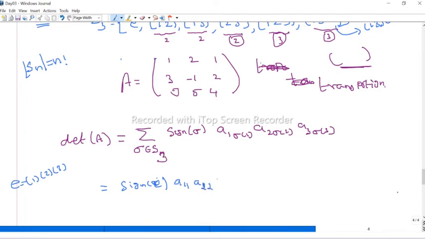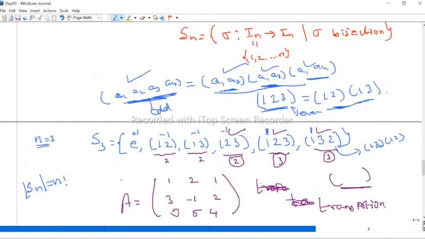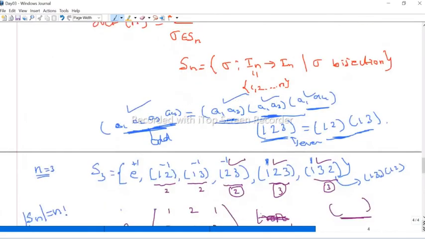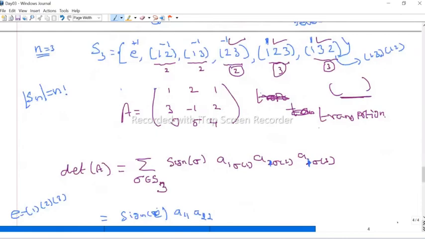I think I made a mistake. This is actually 1 1, right? So this is actually 1, and this is also 1. By the formula, this is A1 sigma 1. Here also I made a mistake. So it is 1 sigma 1, 2 sigma 2. Okay, now I have corrected it.